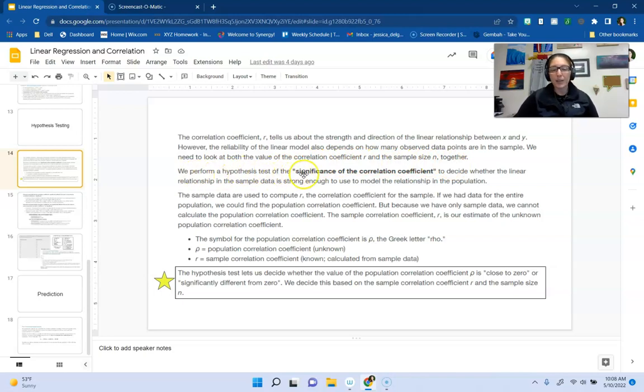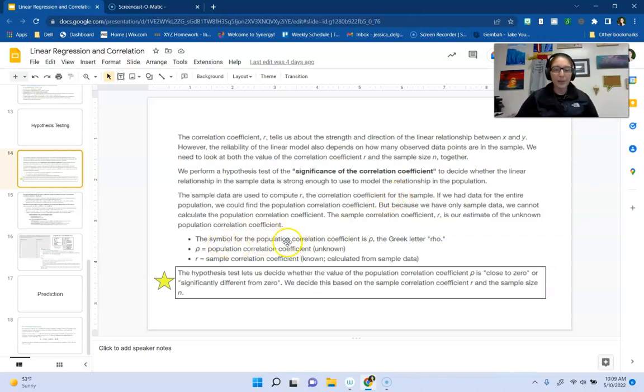We can perform the hypothesis test of the significance of the correlation coefficient to decide whether the linear relationship in the sample data is strong enough to use the model for the relationship in the population. In other words, is the relationship in our sample data good enough to say, hey, I can take this model that I've learned from my sample and apply it to the population? Or the sample data was no good, I can't use this to model the population. So that's the question here.